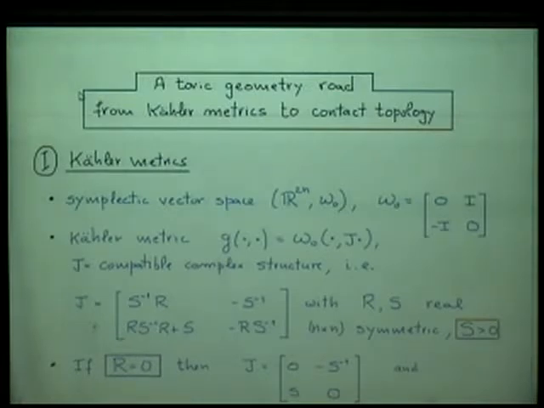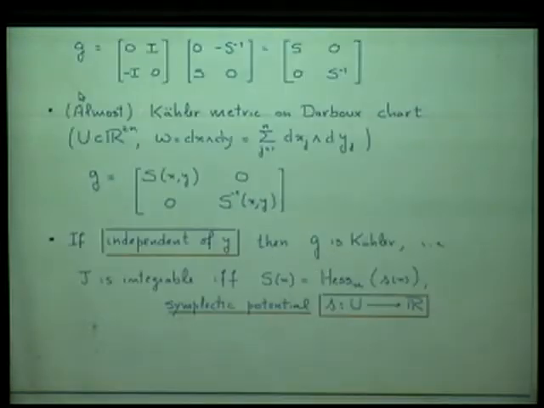Now, this is too complicated, so let's assume that in this parameterization, I take R to be 0. I just keep the symmetric positive definite S. Then this J has this much simpler form, which is much easier to see, whose square is minus the identity, and when you combine it with the symplectic form, you do get a metric, which has this diagonal form, n by n blocks, with the positive definite symmetric real matrix here and its inverse there. So this is a particular class of metrics on a symplectic vector space.